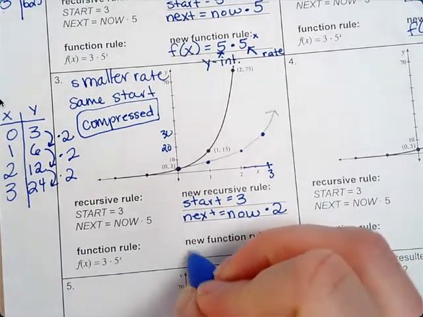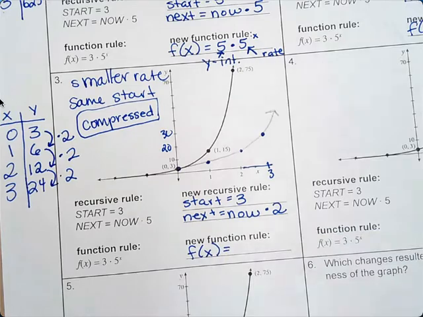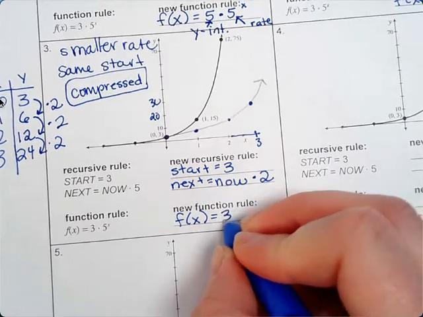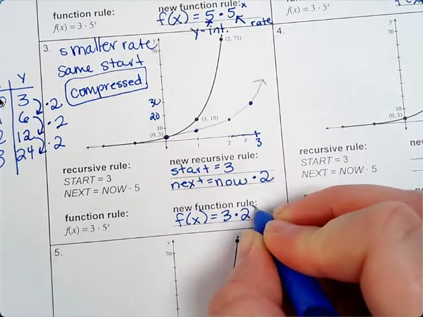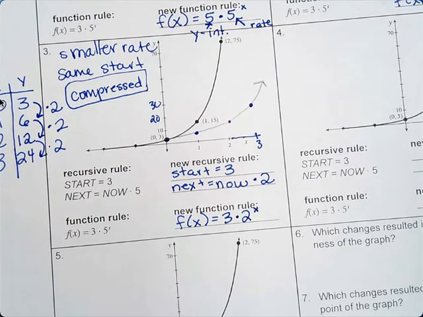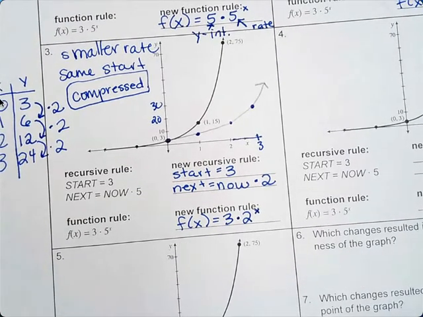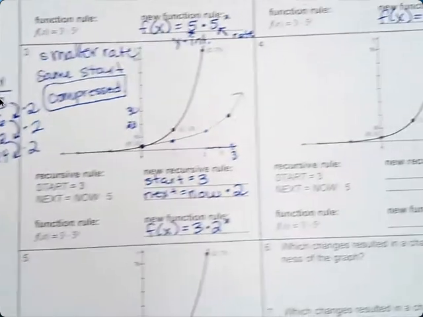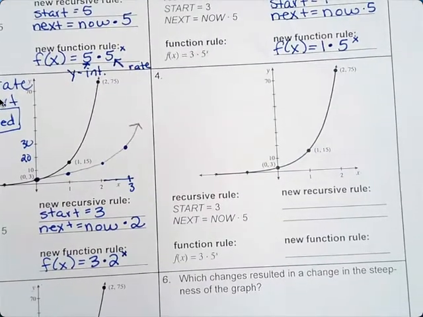Let's write our new function rule. F of x equals 3 times 2 to the x. Awesome. 3 times 2 raised to the x value. Getting the hang of it. Not too bad. Let's go to the next one.